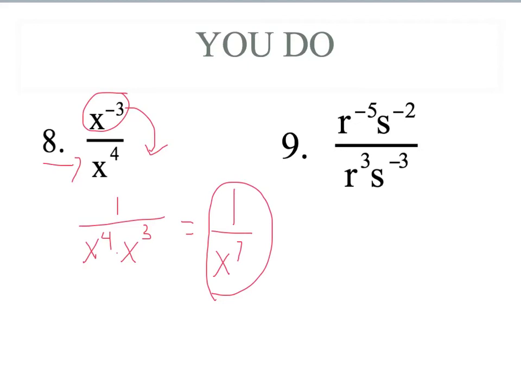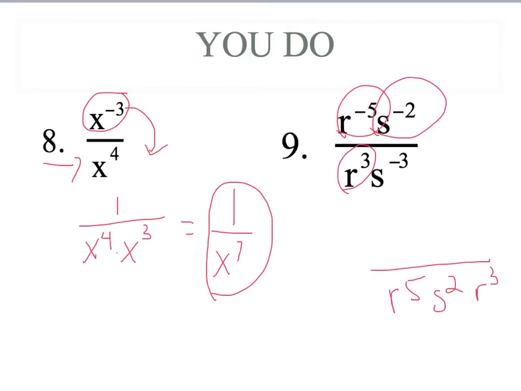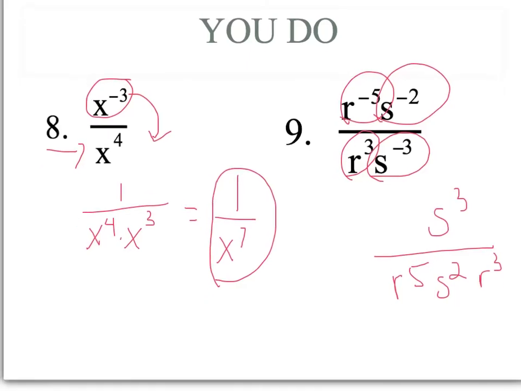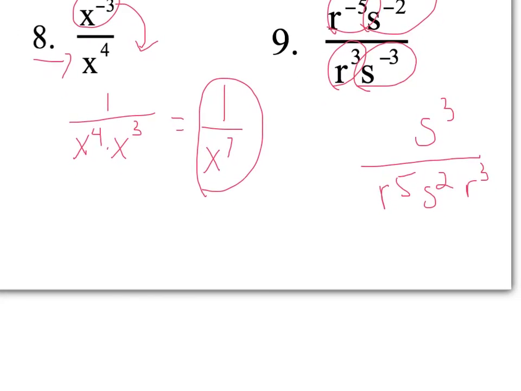Okay, so here, anything that's negative, I'm just going to flip it to the other side. So r to the negative 5, I want to make positive, so r to the 5th. S to the negative 2, I'd like to make positive. This one on the denominator can stay. And here I need to bring this up top to make it positive. So all I've done so far is move any negative exponent to the opposite side.